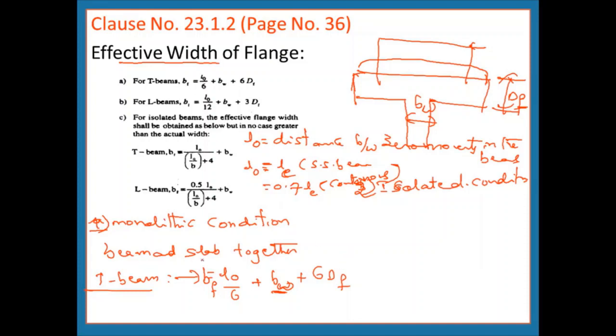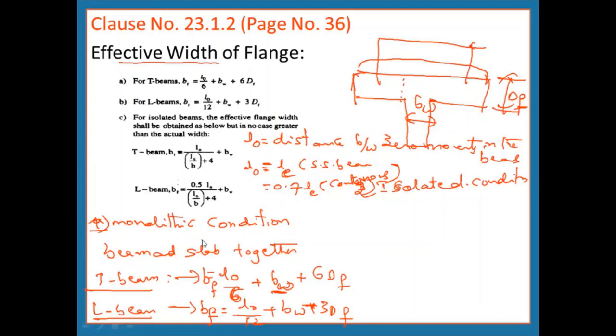depth of the flange. Then if it is a monolithic L beam, BF equals half of this value, L0 by 6, because for an L beam the flange will be there only on one side, so L0 by 12 plus BW. Why? Because whatever the width of the web is there, that remains constant. Plus again half of this value, 3DF. Like that you have to determine. So this is related to the monolithic condition.